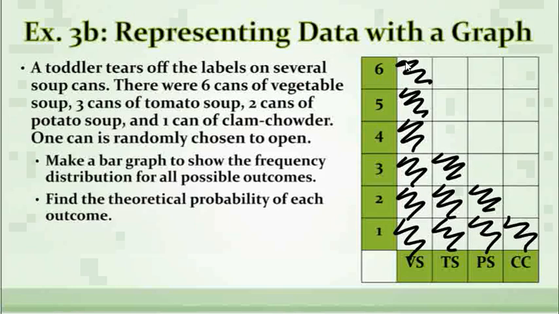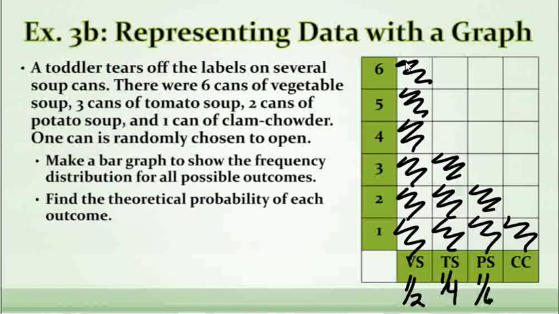So the probability, since 6 plus 3 is 9, plus 2 is 11, plus 1 is 12. You got 6 out of 12, which is 1 out of 2 for vegetable. 3 out of 12, which is 1 out of 4 for tomato. 2 out of 12, which is 1 out of 6 for potato soup. And we got 1 out of 12 for clam chowder.